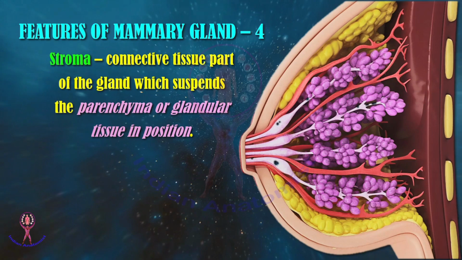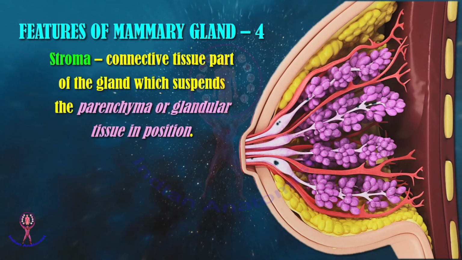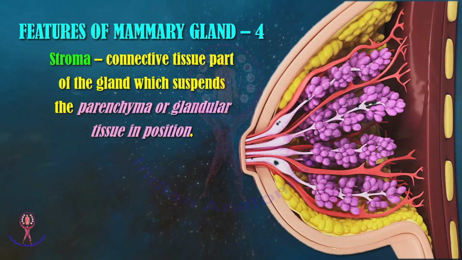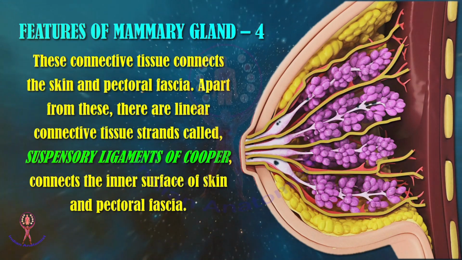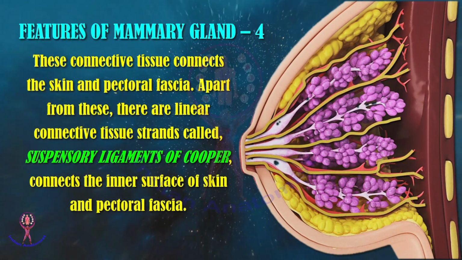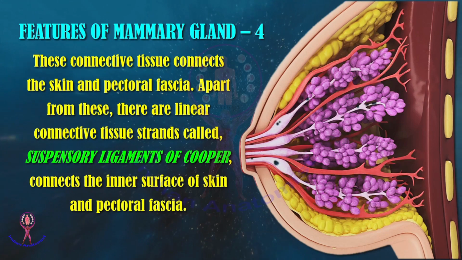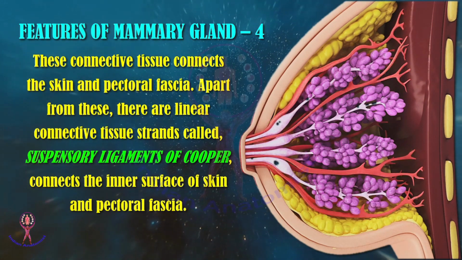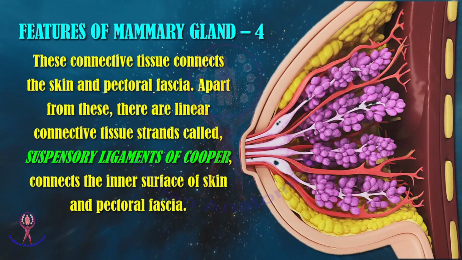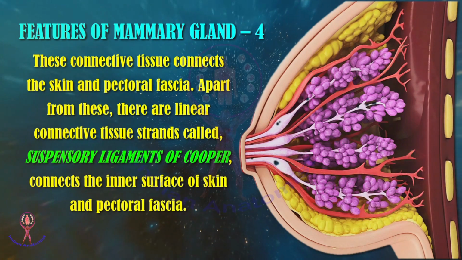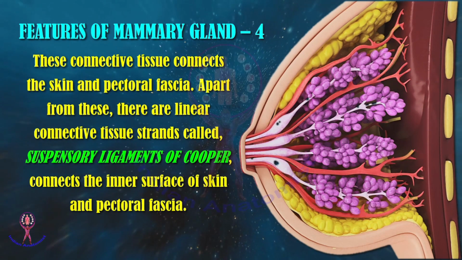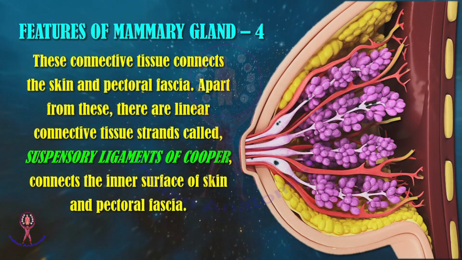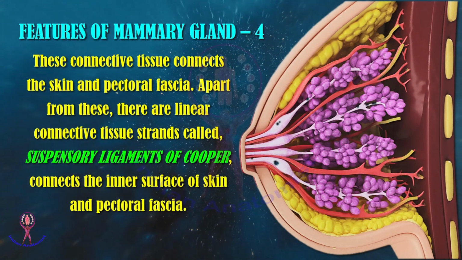The stroma is the connective tissue part of the mammary gland which supports the parenchyma, or glandular tissue. This general connective tissue connects the overlying skin and underlying pectoral fascia. In addition, there are numerous linear strands of special connective tissue called suspensory ligaments of Cooper that connect the skin and the pectoral fascia. Its function is to anchor or suspend the gland on the chest region.